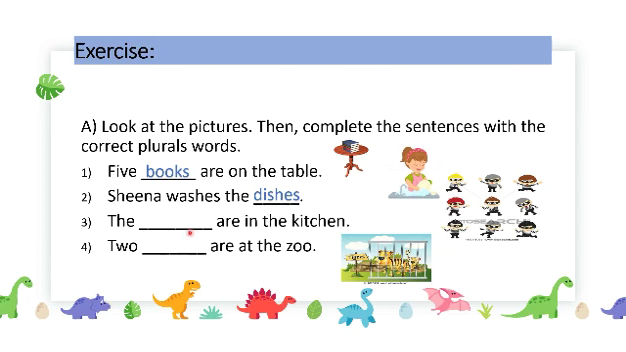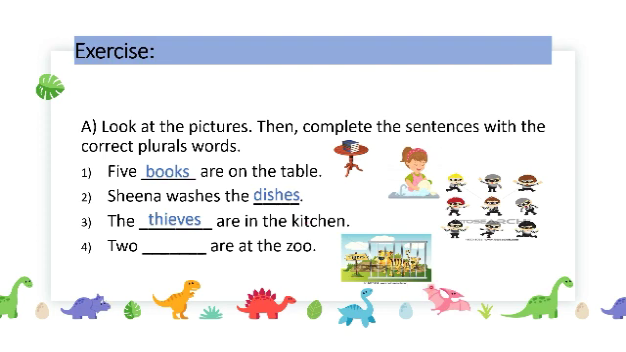The third one, the dash are in the kitchen. Here you can see the picture. Who are they? They all are thieves. If it is one, we will write thief, and if there are many, we will write thieves. T-H-I-E-F is one. And if I have to make it plural, I'll remove that F. Instead of F, I'll be writing V-E-S.